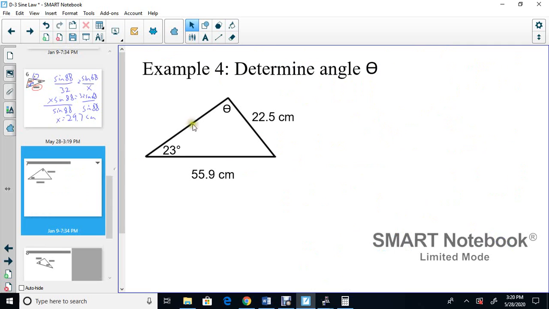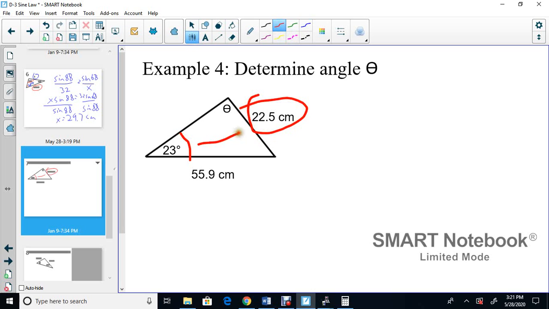Okay, next question. Question 4, example 4. Determine angle theta. So now we're going to look for the angle as opposed to a length. I'm going to follow the same steps. So you've got sine of 23 over 22.5. If I color code this, let me use my pen. We'll go red. So the 23, and that's directly across from it. So we'll go sine of 23.